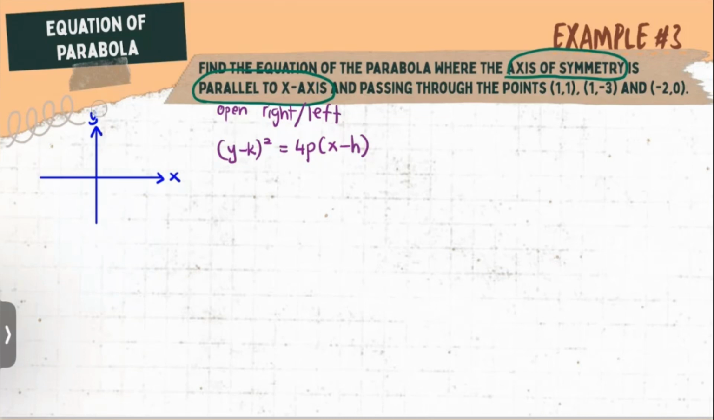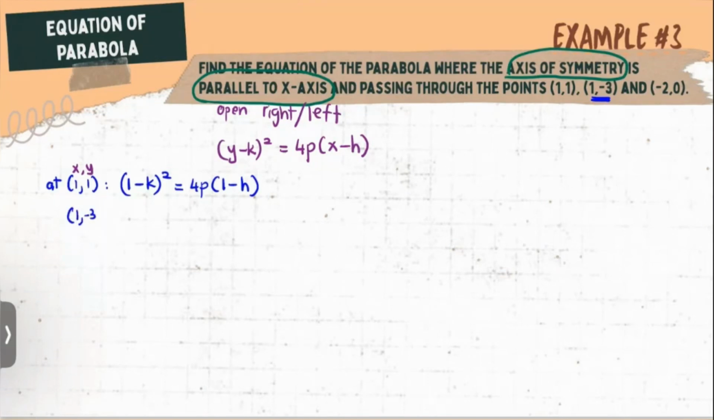Now, we substitute into the formula. At (1, 1), substitute these coordinates: (1 - k)^2 = 4p(1 - h). This is x, this is y. We substitute and I leave it as this for now. Then substitute the second coordinates, y = -3: (-3 - k)^2 = 4p(1 - h). So this is the first equation and this is the second equation.